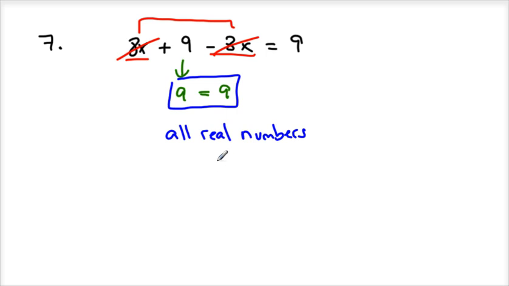Or infinite solutions, you can also say. Another word, infinite solutions. So no matter what you plug in for x, both sides will always equal one another. Symbol for all real numbers, two parallel lines, and you make your R here. This is the symbol for all real numbers.